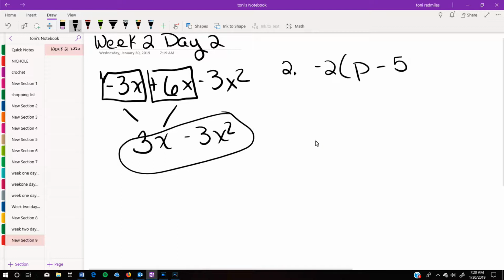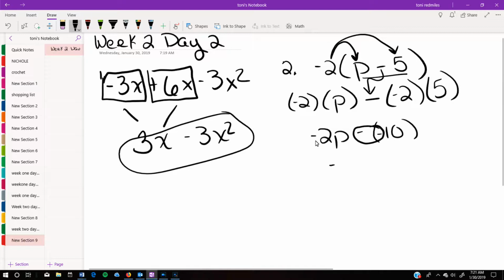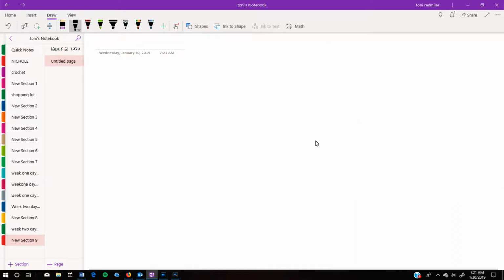Okay, number 2. So this is a distributing problem because I can't do what's in the parentheses. So instead I'm going to distribute the -2 through, bring down my sign, -2 times 5. Right, so -2 times p is a -2p. -2 times 10 is a -10. I got 2 negative signs, I'm going to make that positive. And I am done simplifying. All right, let's try 2 more.